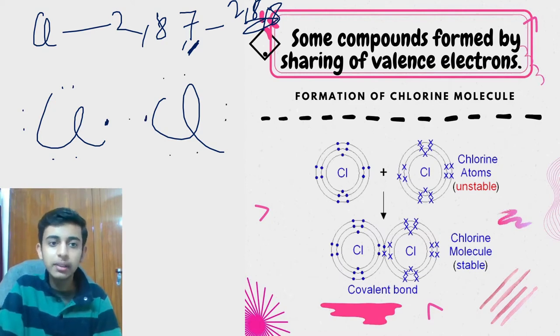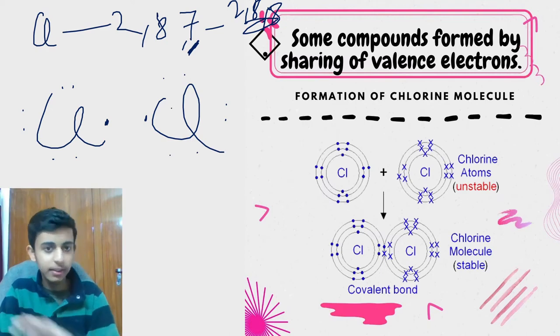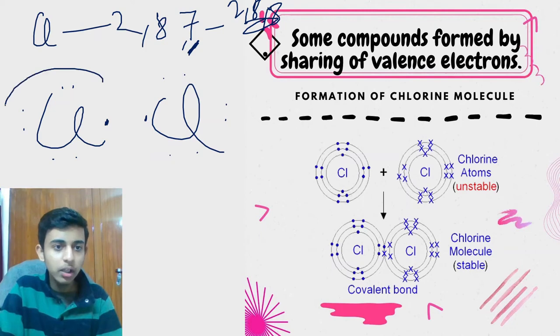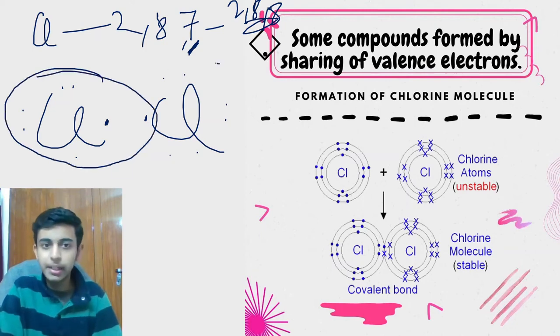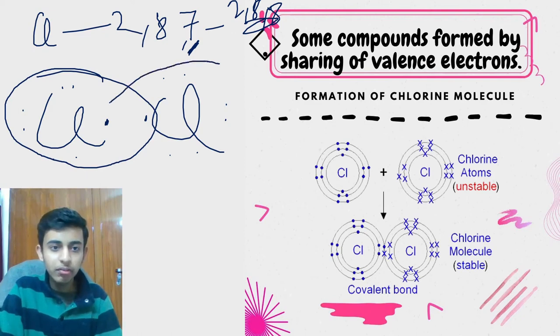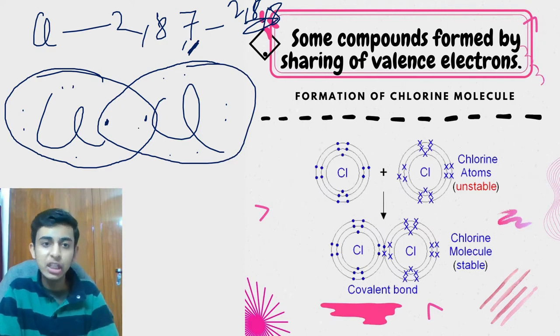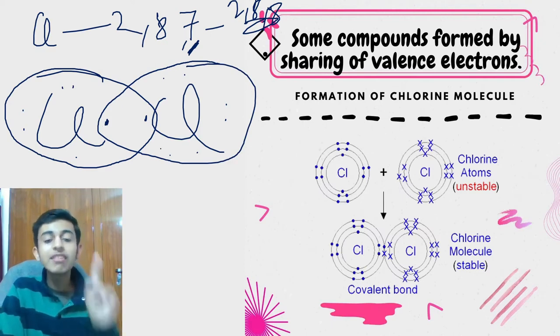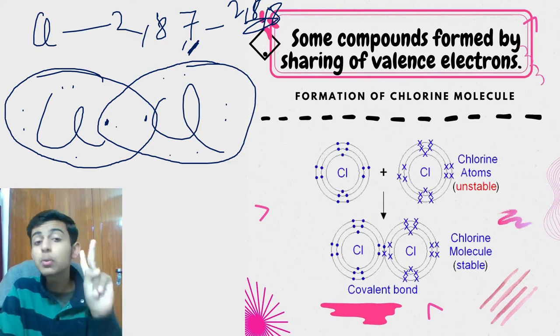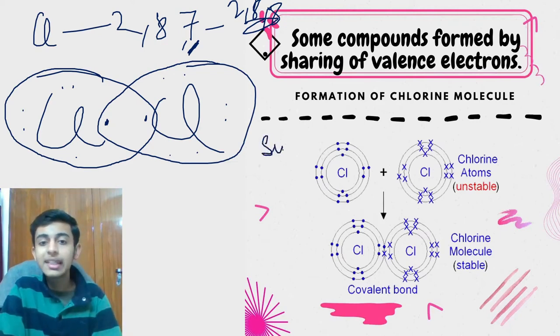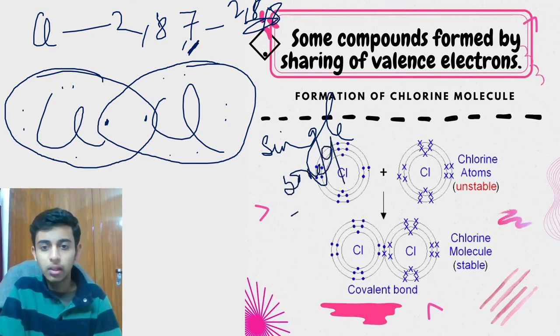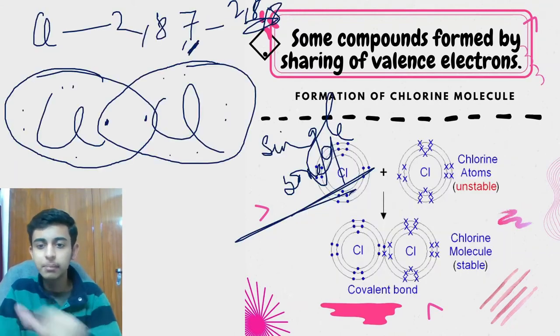So what will it do? This chlorine will share one electron with this chlorine. So you can make 1, 2, 3, 4, 5, 6, 7, 8. Octet completed. 1, 2, 3, 4, 5, 6, 7, 8. Octet completed, and this one pair is shared. So over here you're able to see one pair of electrons is shared. It means two electrons are shared. Such a bond is known as a single bond. Remember, single bond, as you're able to see in this picture.